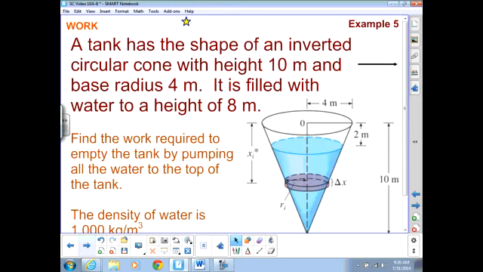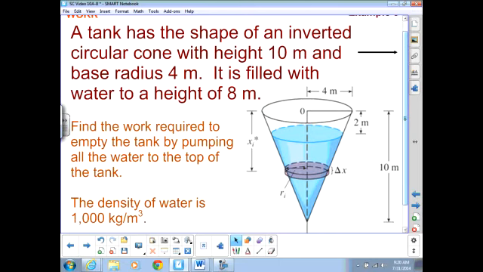So our last example, we are going to have a tank that's in the shape of an inverted cone. The height of that cone is 10, the radius is 4. And the cone is filled with water to a height of 8 feet. So in other words, or 8 meters, sorry. So in other words, there's a gap of 2 meters in between the top of the water and that base of the cone that's at the top.